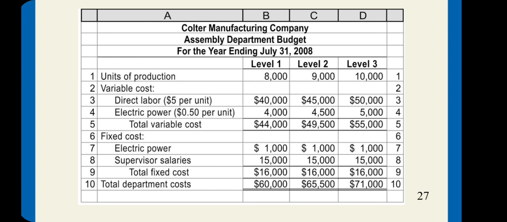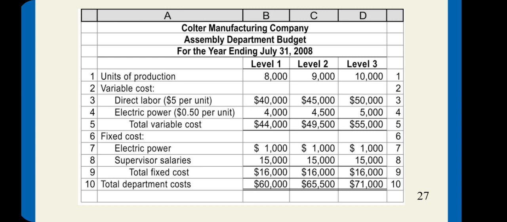The budget shows 3 different budgeted costs for 3 different levels of production. Look at the last item in the budget. Level 1 total department budgeted cost is 60,000. Level 2, if the production is 9,000 units, then the expected or budgeted cost is 65,500. Level 3, 10,000 units of production, the budgeted cost is 71,000.